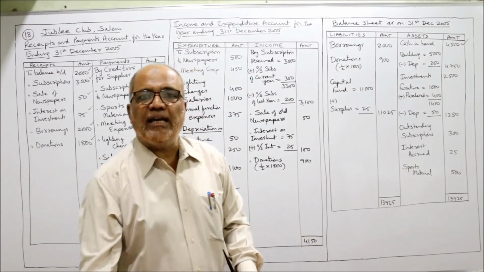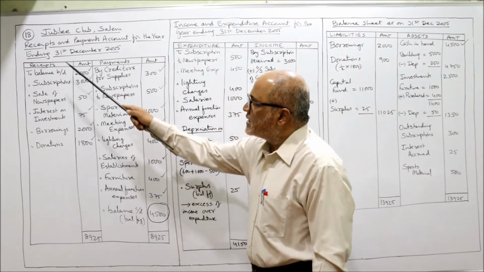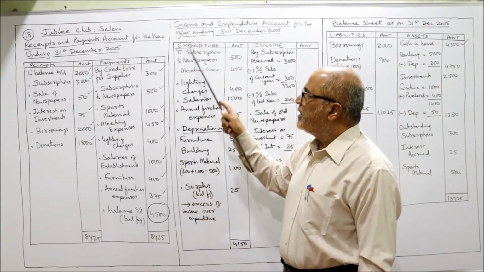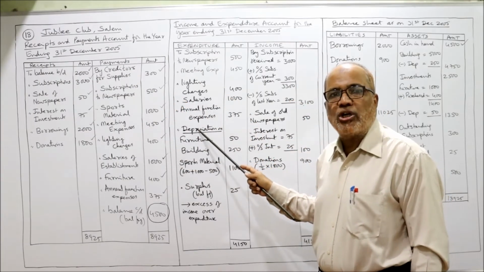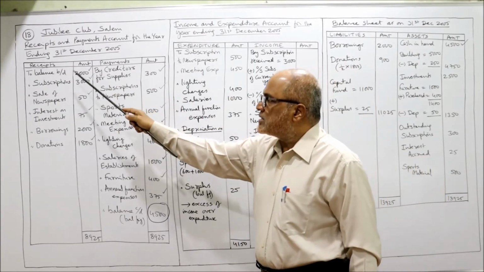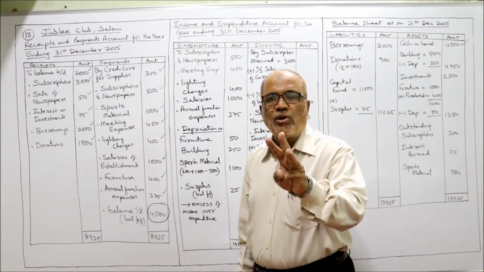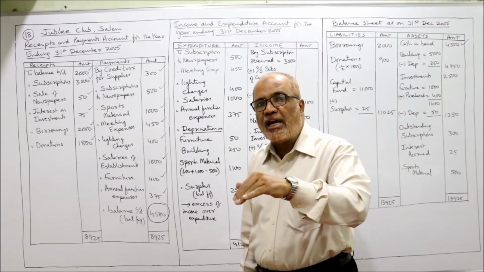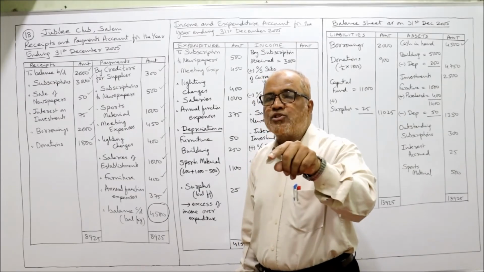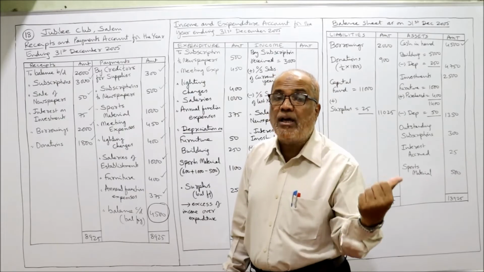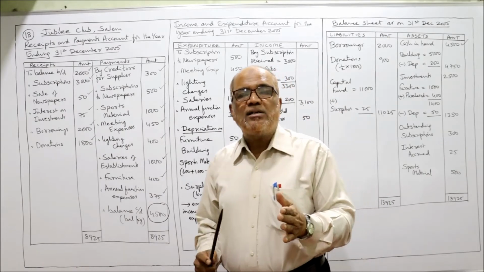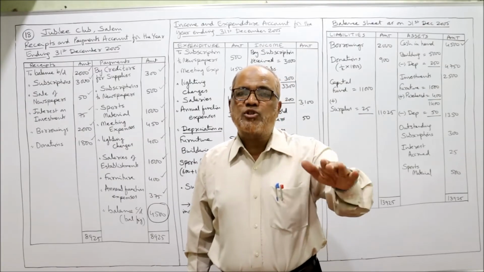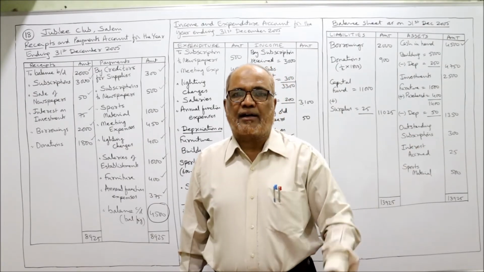Now I am starting the income and expenditure account. The receipts will be taken on income and the payments will be taken on expenditure. Right? So leave the opening balance. Subscription. 3,000 rupees subscription received. And some subscriptions are outstanding at the end of the year and some subscriptions were outstanding at the beginning of the year. The outstanding subscription at the end of the year will be added and the outstanding subscription at the beginning of the year will be deducted.